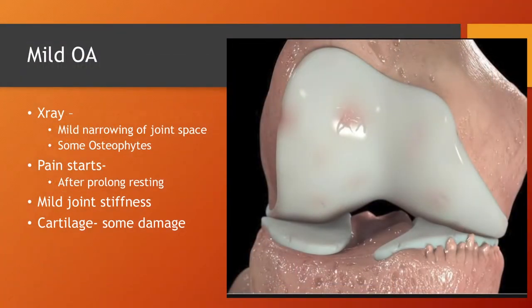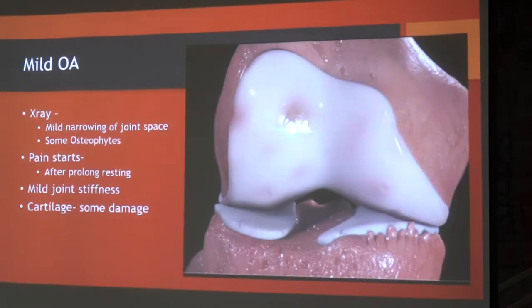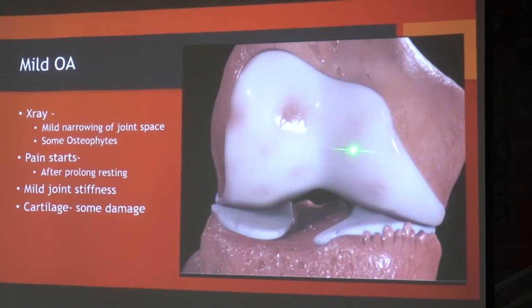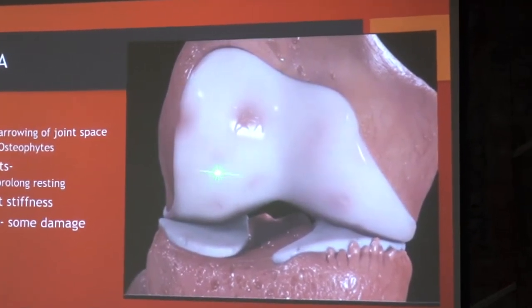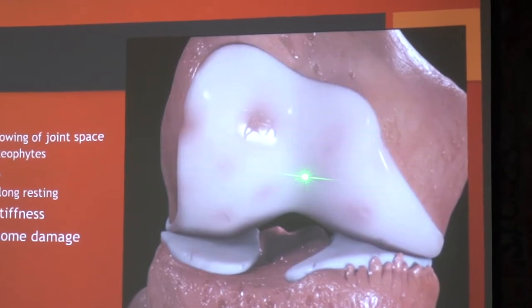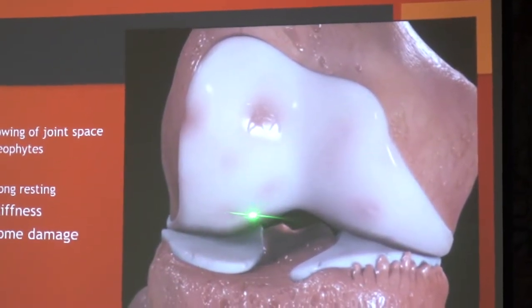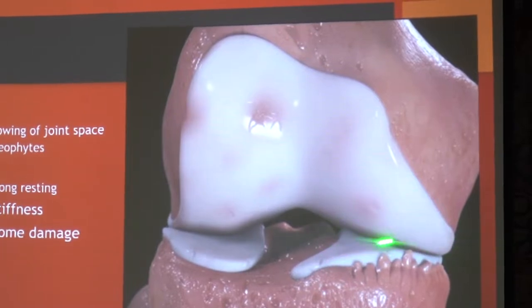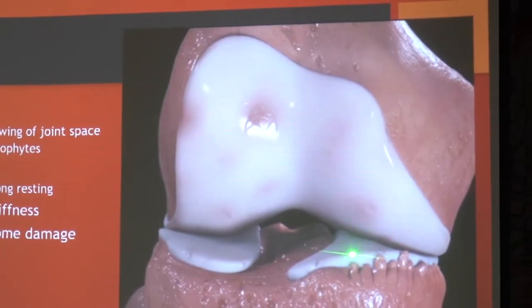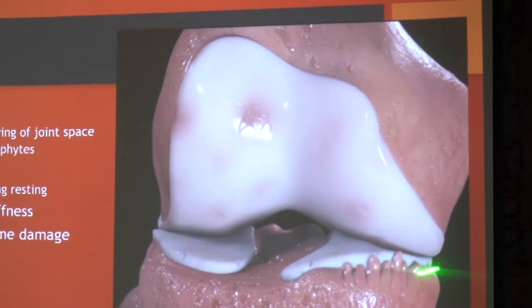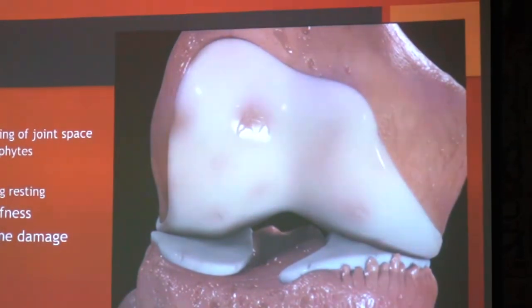As osteoarthritis starts in the very early stages, in mild osteoarthritis, you can see the cartilage starts degenerating in small places. This is the first early sign of osteoarthritis. In the X-ray, when the cartilage degenerates on both sides, the joint space starts to decrease, and you will see a decrease in the joint space.